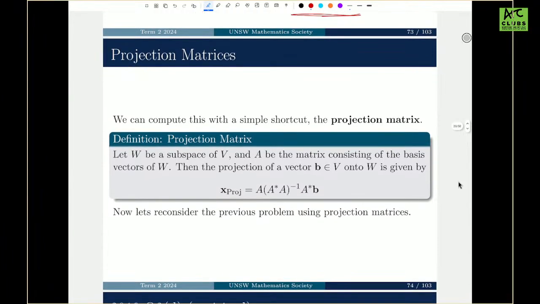Granted, you sort of have to memorize this, which is unlucky. I guess you've got to pick your poison. So we have a thing called a projection matrix. If W is a subspace of V, and we let A be the matrix consisting of the basis vectors of W, then the column space of A is going to be the basis for W, right?